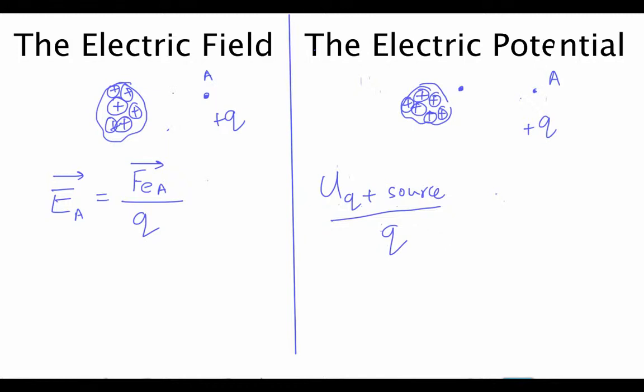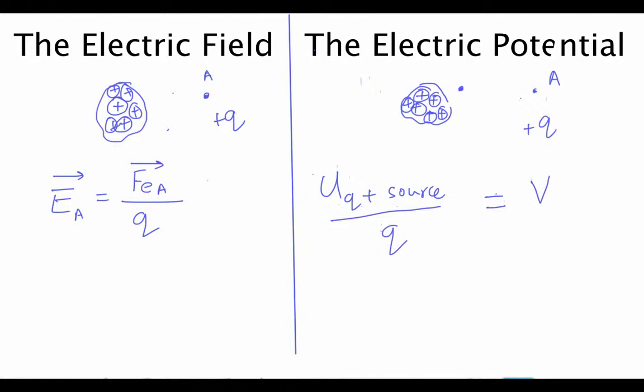So this quantity, the potential energy divided by the charge, or the potential energy per unit charge, is called the electric potential. Look at the similarity between these two. The electric force was used to define the electric field here, and here we define electric potential using electric potential energy. Electric potential energy is not a vector quantity, it is a scalar. So we get the electric potential as a scalar as well.